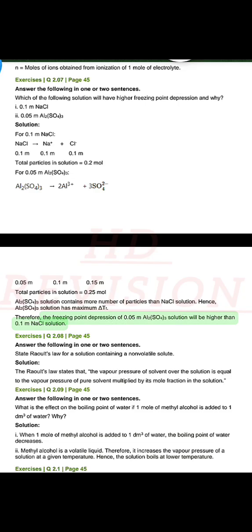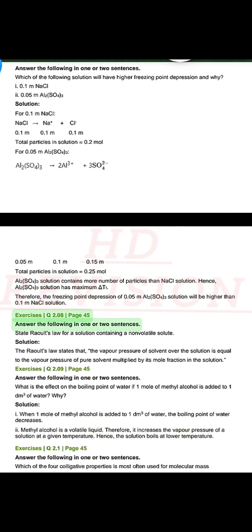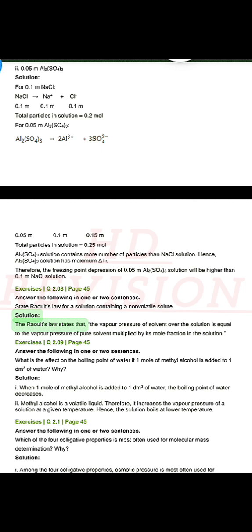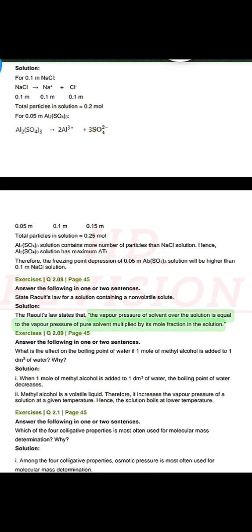NaCl solution. Exercises Q2.08, page 45. Answer the following in one or two sentences. State Raoult's law for a solution containing a non-volatile solute. Solution. Raoult's law states that the vapor pressure of solvent over the solution is equal to the vapor pressure of pure solvent multiplied by its mole fraction in the solution.